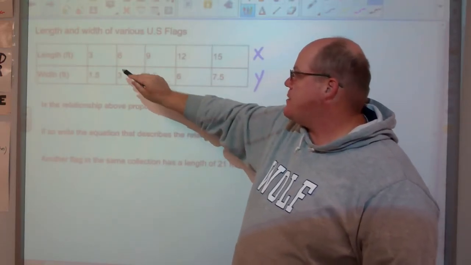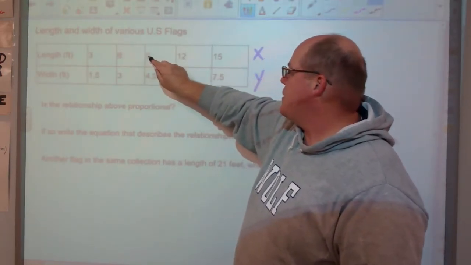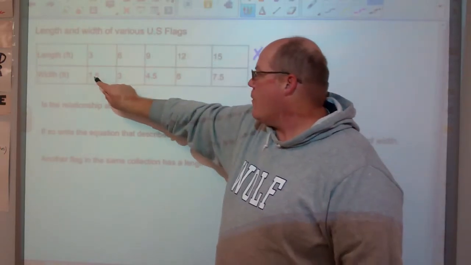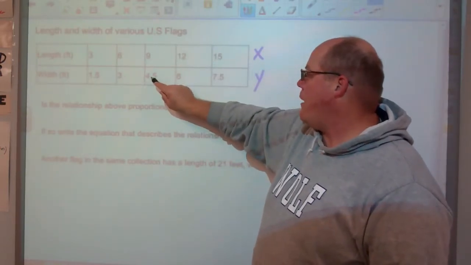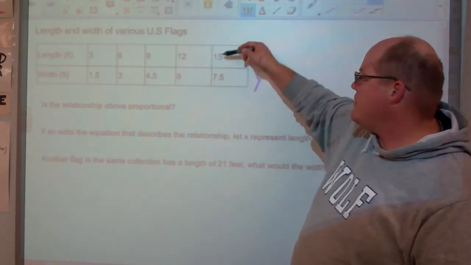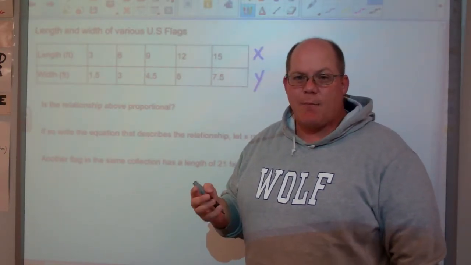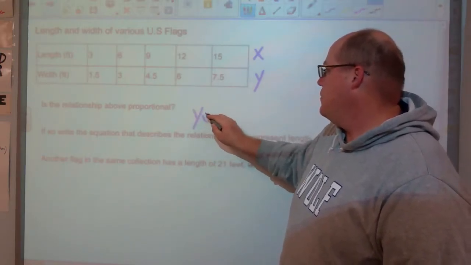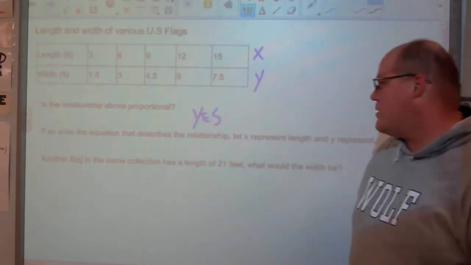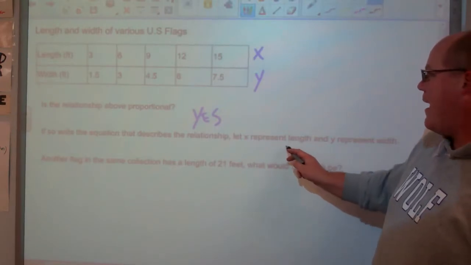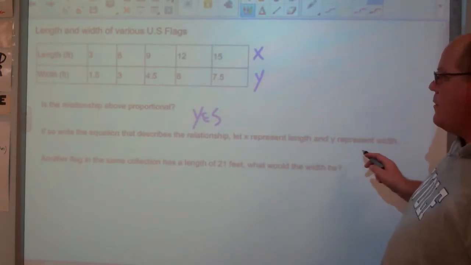Let's see if that's consistent. Plus 3 is 6, plus 3, plus 3, plus 3. We're adding 1.5, 1.5, 1.5, 1.5. So every time the length goes up 3, the width goes up 1.5. Okay, so is that proportional? Yes. If so, write the equation that describes the relationship. Let x represent length, y represent width.